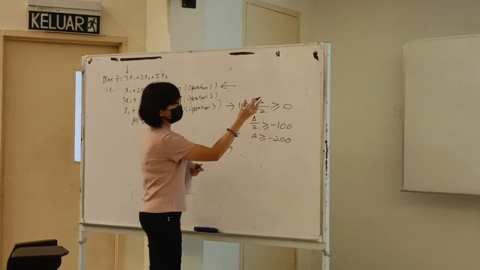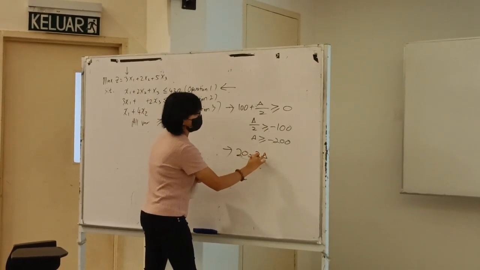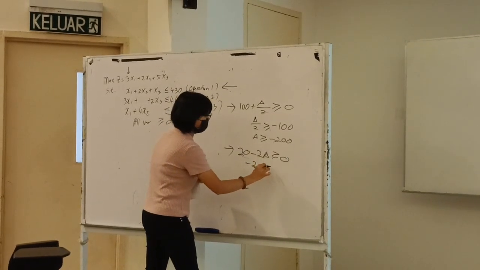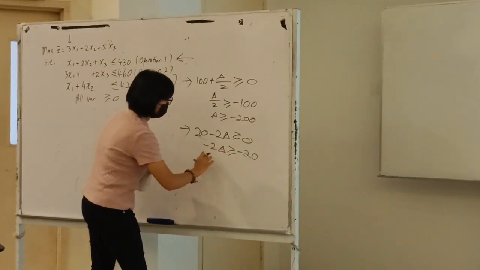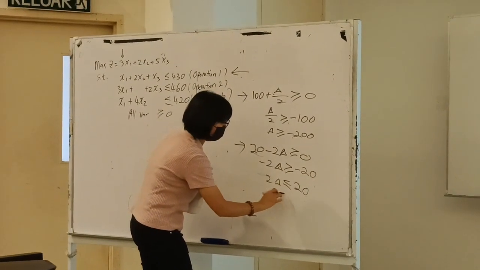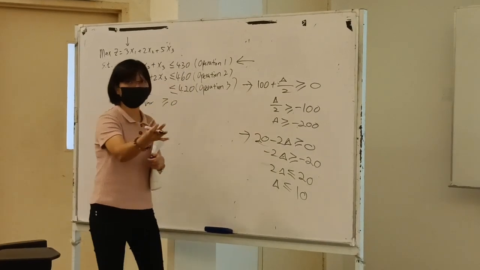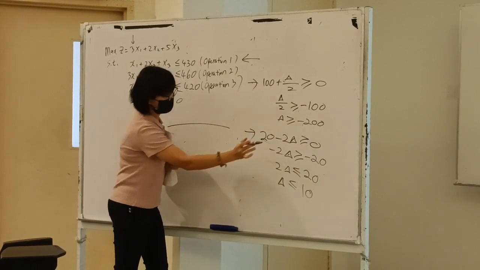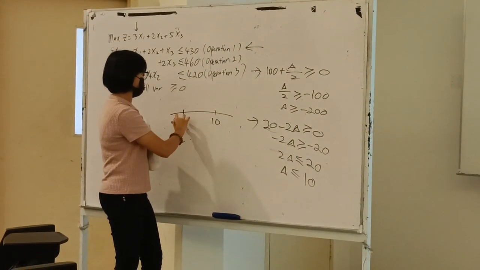Then how about the third one? The third one is 20 minus 2 triangle greater than or equal to 0. Then negative 2 triangle is greater than or equal to negative 20, so 2 triangle is less than or equal to 20. Then triangle will be 10. So right now we want to use a number line to find the intersection area. For the first one, we have negative 200 and then we have 10. The positive will fall on this side, and here will be negative 200.